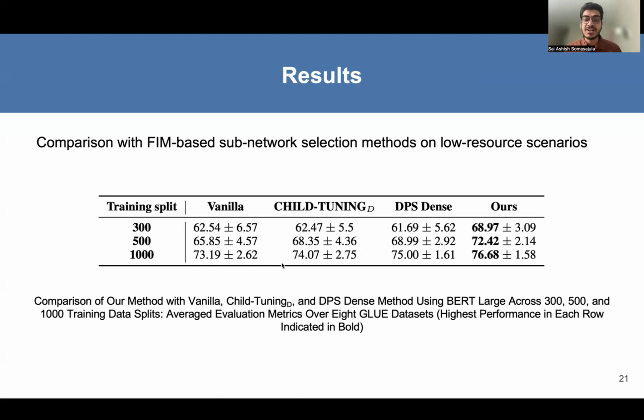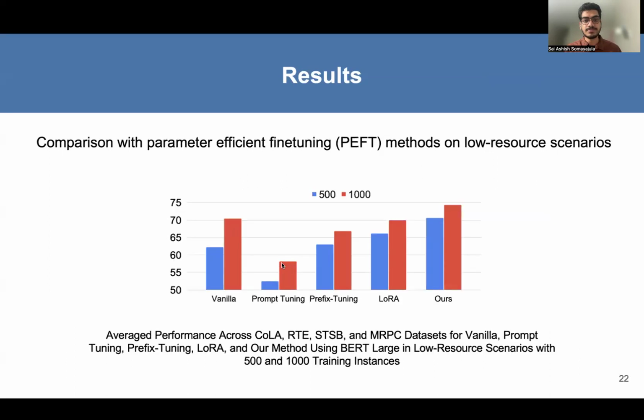In the 300 data split setting, both Child-Tuning-D and DPS-IS underperform compared to the vanilla fine-tuning, underscoring the limitations of FIM. However, our method significantly outperforms these baselines. In the data split settings of 500 and 1000, our method not only surpasses vanilla fine-tuning, but also exceeds the performance of prior FIM-based methods by a significant margin.